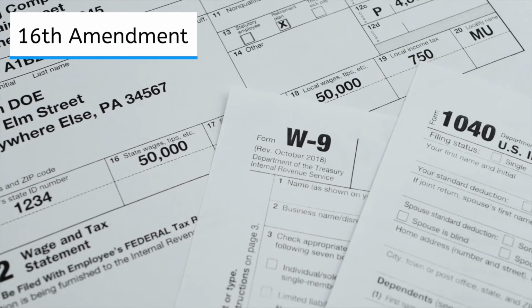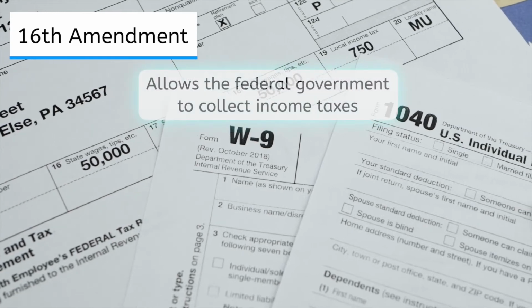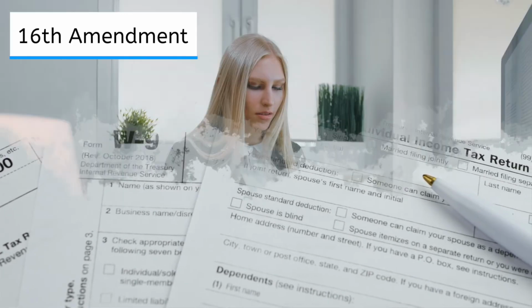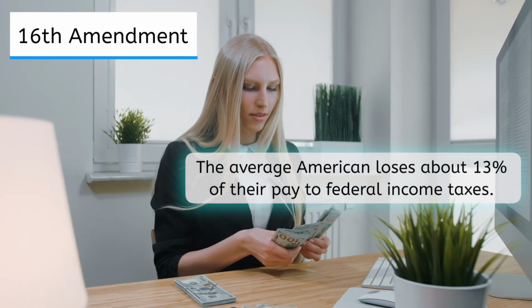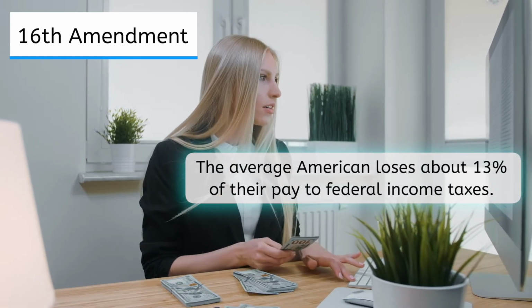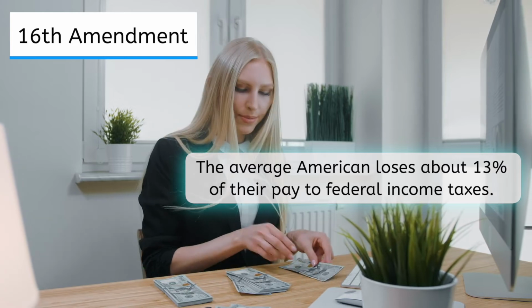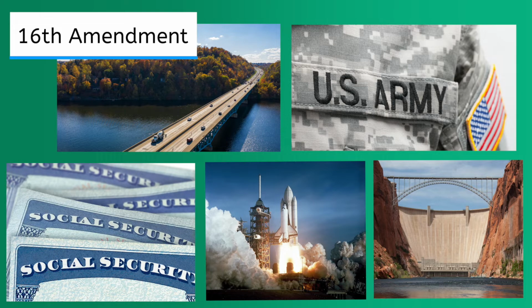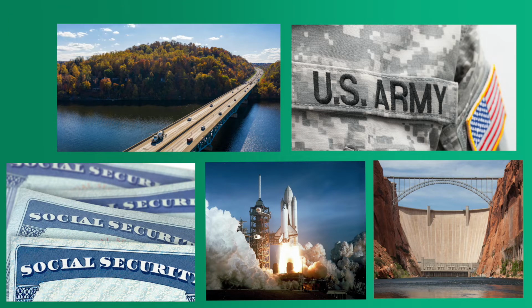The 16th Amendment became effective in 1913 and allows the federal government to collect an income tax from citizens. The average American loses about 13% of their pay to federal income taxes, and another 20% of their earnings goes towards various other taxes. Income taxes serve as the primary source of revenue for the federal government and allow it to pay for government services. More on that in future lessons.